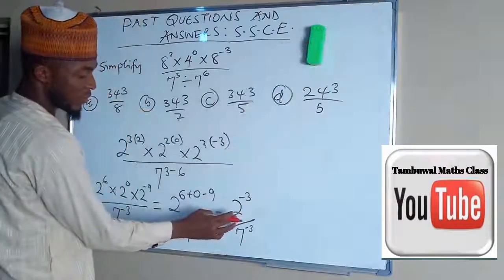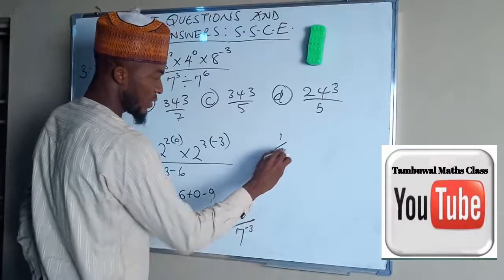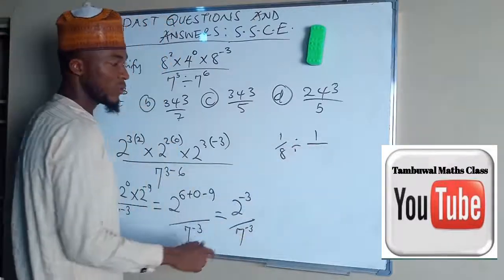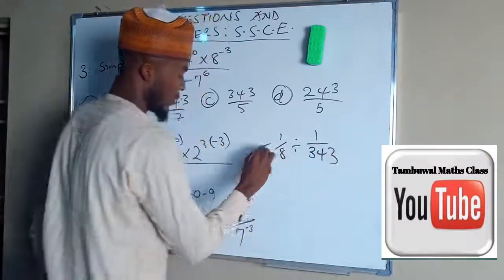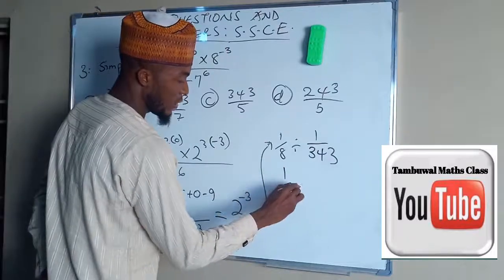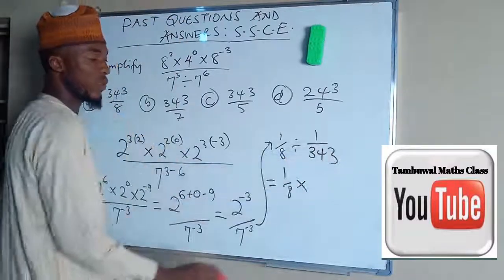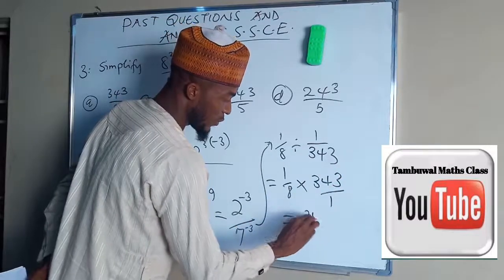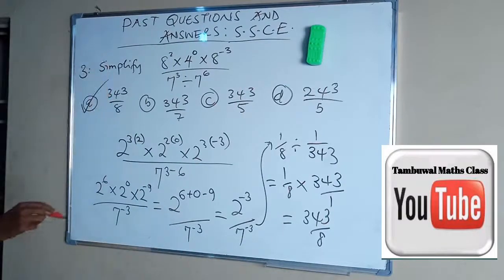If you simplify this, you are going to get 1 over 2 power 3, which is 8, divided by 1 divided by 7 power 3, which is 343. And again, 1 over 8 multiply. If you change this one to multiplication, you have to take the reciprocal of this, which is 343 divided by 1. We end up having 343 divided by 8, which is the first option.